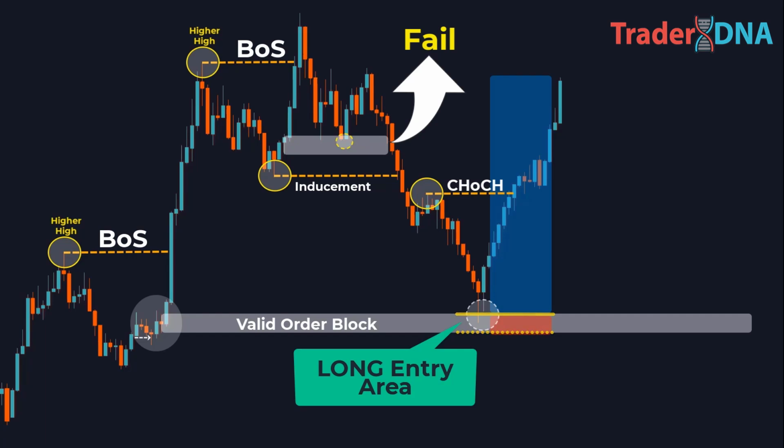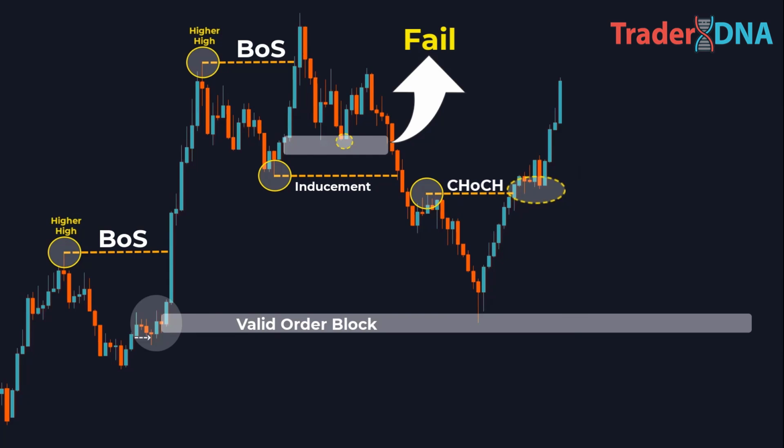After such a character change, it becomes essential to exercise patience and wait for the price to clear any existing inducements before making a decision to initiate a long or short trade. In this example, the low of the highlighted candle marks the most recent internal level created by the price as it moves upward. Once the market clears this inducement, the logical next step is to anticipate the price's return to the valid order block we identified earlier, ensuring alignment with our trading strategy.